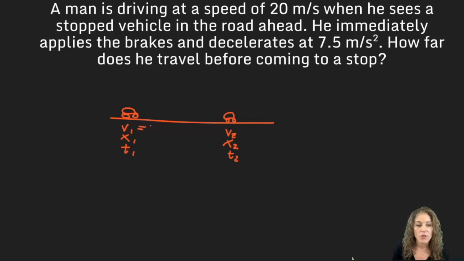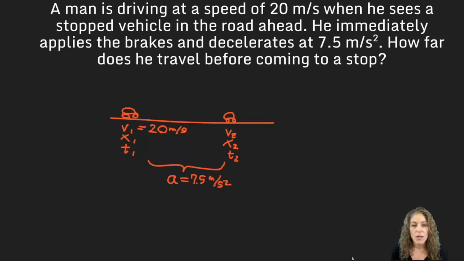Initially, they say the car is driving at 20 meters per second. Meters per second is a unit of velocity, so I'm going to put that here. He immediately applies the brakes and decelerates at 7.5 meters per second squared. That's an acceleration, so that's between two things. Acceleration is always in between. So I'm going to label that here, 7.5 meters per second squared.